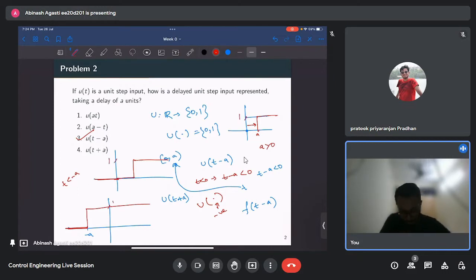So I hope that is clear. To delay a function forward in time, we need to take an input of this one, and to begin it early, we need to take an input of this one. Now we move on to the next question.